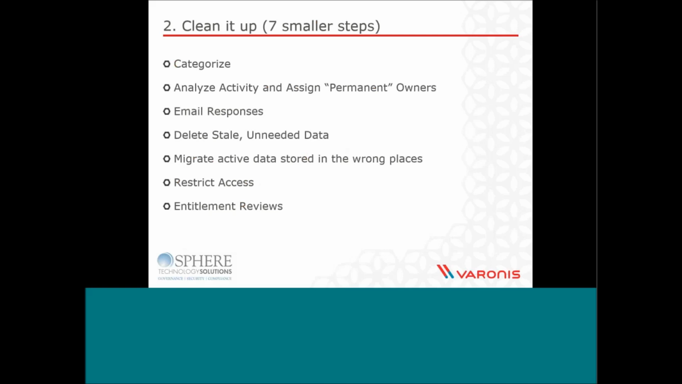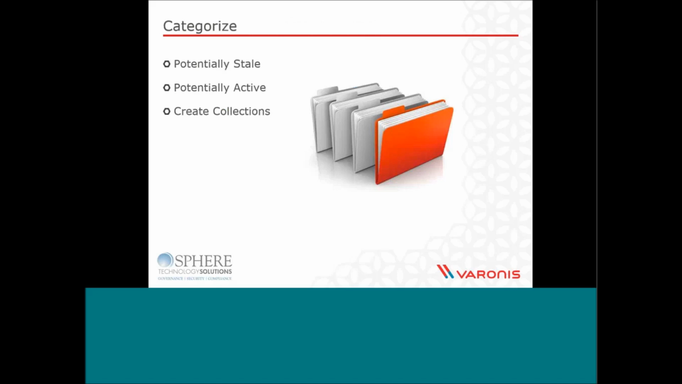And then we look at how can we start culling down this data. Let's delete some of it. Migrate things to other repositories that are more appropriate, restrict access, and then make sure that there's an entitlement review process before moving forward, because this is probably just going to go back to where it was. So let's look at the first part, which is categorization.